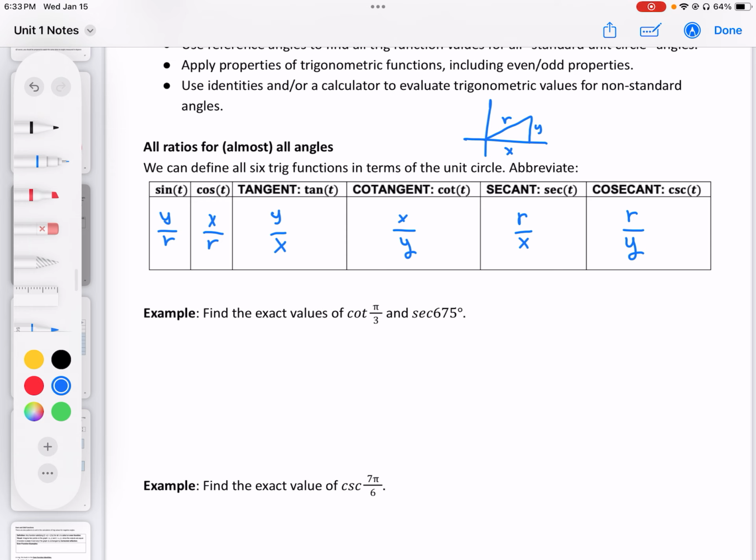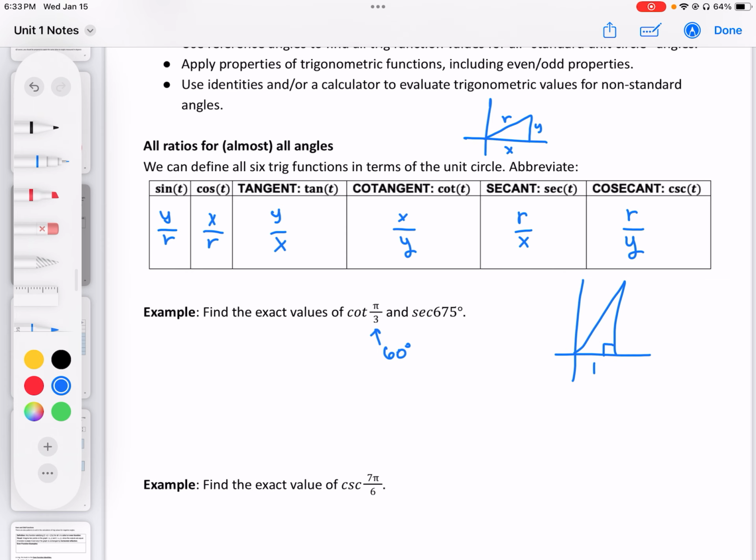Okay. Now let's find the exact values of cotangent of pi over 3 as well as secant of 675. If you remember what the pi over 3 triangle looks like, it's a 60-degree triangle. I'll come over here and draw that quickly. Okay, so we know that we're going to have 1, root 3, and 2. So if we're interested in cotangent, that is the reciprocal of tangent. So cotangent of pi over 3 is going to be 1 over root 3.